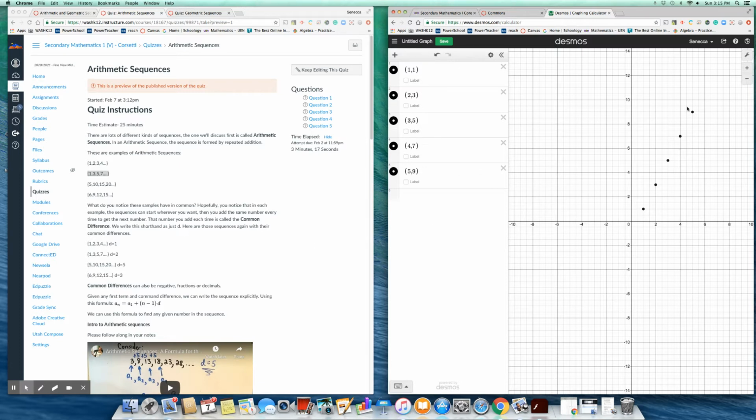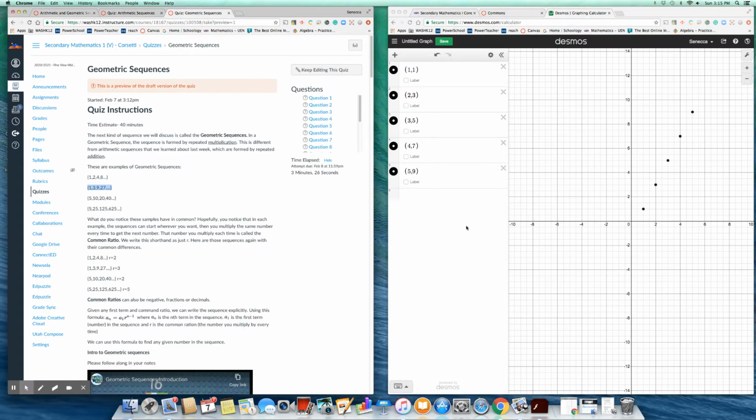And I want you to kind of notice what shape these are in. These are in a straight line. We call that a linear shape when they're in a straight line. If you've plotted an arithmetic sequence correctly, it should be a straight line. And then now we're going to go over to geometric. So the same kind of idea, but we're using a different kind of sequence altogether.